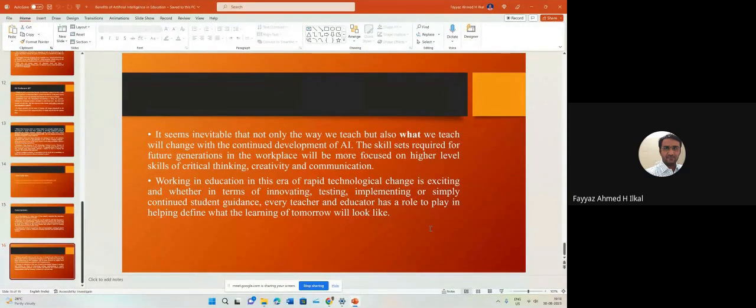And most of the time, the educators are left behind, because the students are more well versed in technology than the teacher. So that's why it's very important for the educators, the teachers, to update themselves and acquire these soft skills. And the skill sets required for future generations in the workplace will be more focused on higher level skills of critical thinking, creativity, and communication.